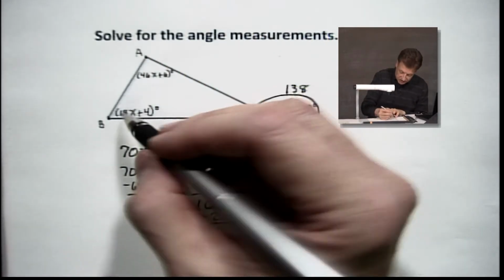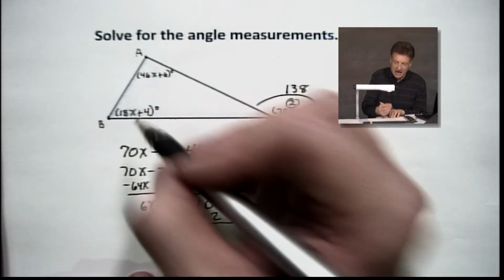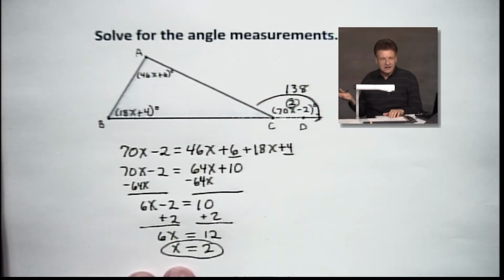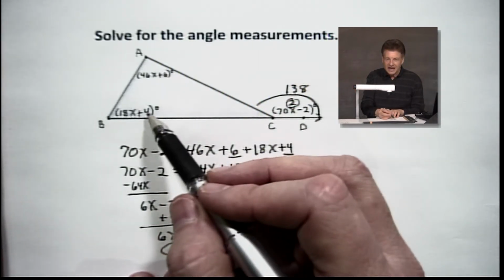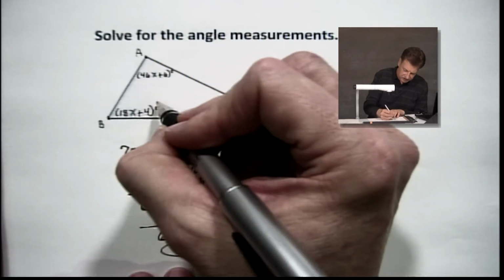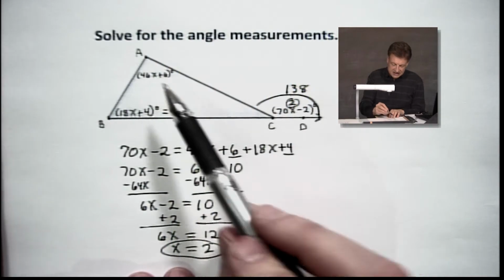Now, over here on these little guys, yeah, it might look like it could be tough, but put a 2 in there. 18 times 2, double 18. That's all we're doing is doubling things and adding. So let's try that again. Double 18 is 36. And add 4. Oh, that's 40. So that's nice. That's 40 degrees.